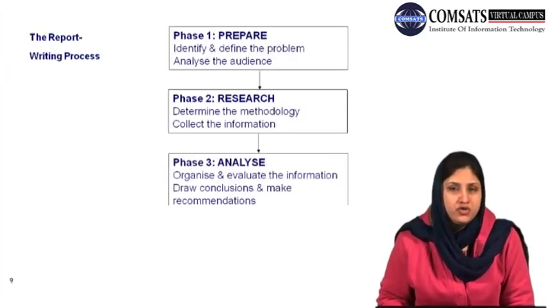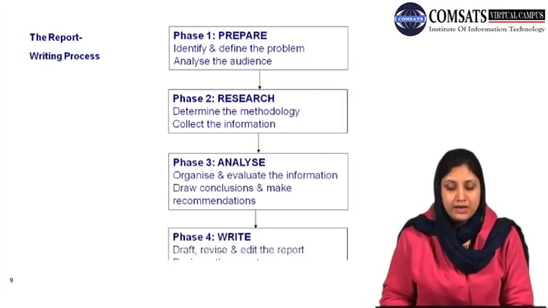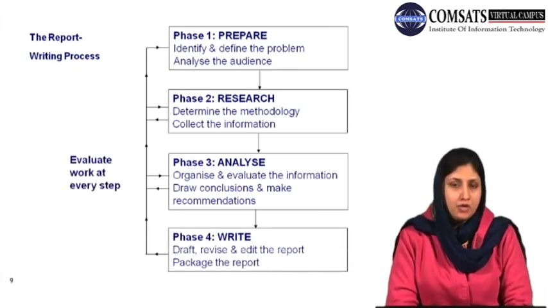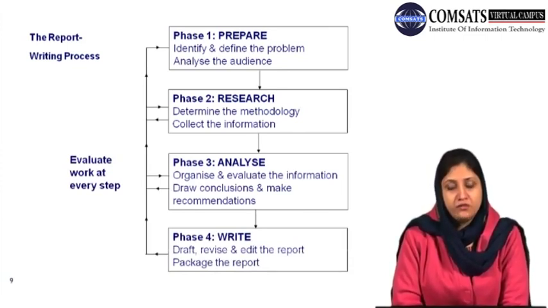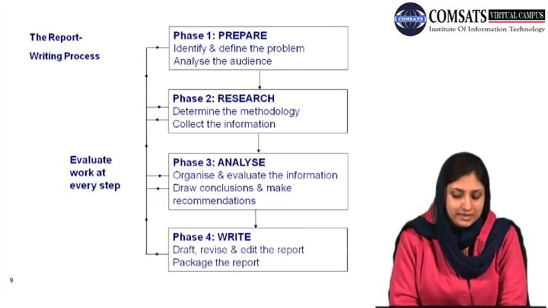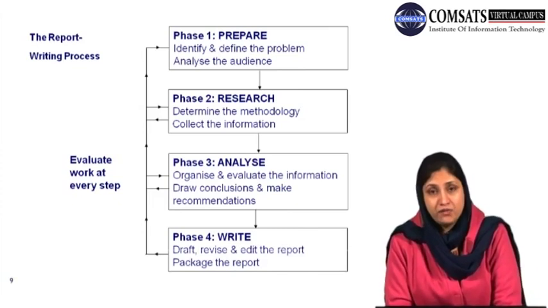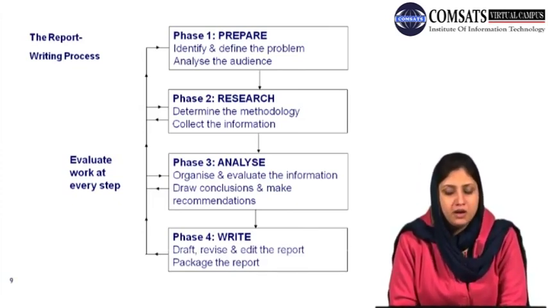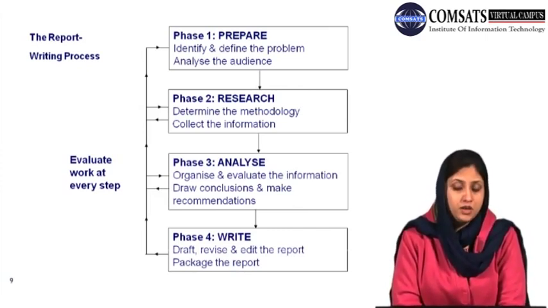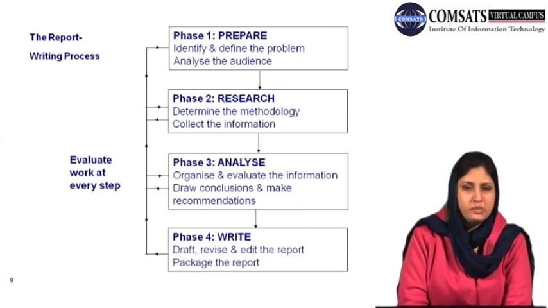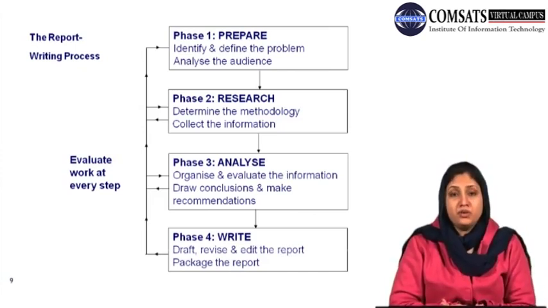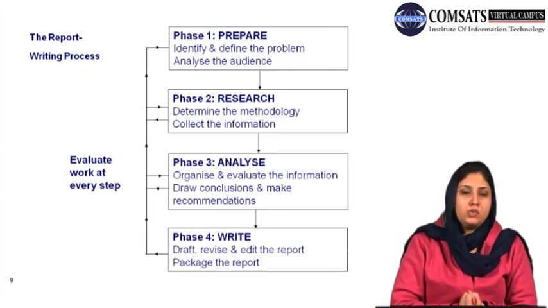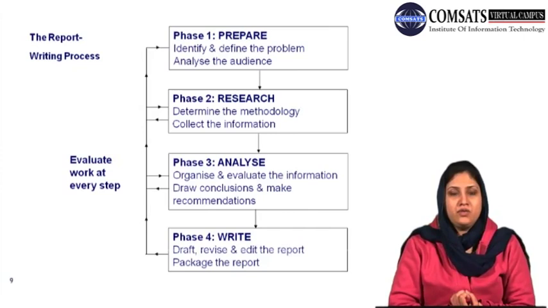If you look at a flow chart that will talk about the stages of writing, this can be divided into four stages. This is how you can evaluate your work at every step. Look at the very first stage, it is preparation. Second is research itself. Third is analysis. And fourth is writing, which again has four stages of writing. So when you prepare, you are identifying the problem and defining it. And you analyze the audience, you look at the purpose and requirements, you look at whether it's going to be informative, you talk about its format, what type of report it will be, whether short or long, informal or formal, its category of time, category of form, what type of report this is.